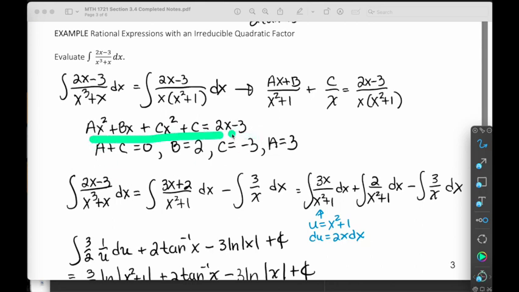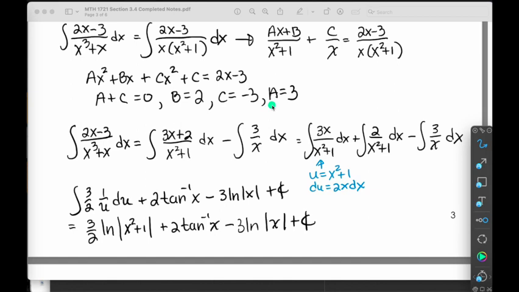And then what we're going to do is we solve for a, b, and c here. I'll let you work out those intermediate steps now that we've gone through a couple of examples. But once we find our a, b, and c, then we plug back in up here and we can integrate. So in this case, we get that a is 3, c is negative 3, and b is 2. So I'm going to plug those values in up here.